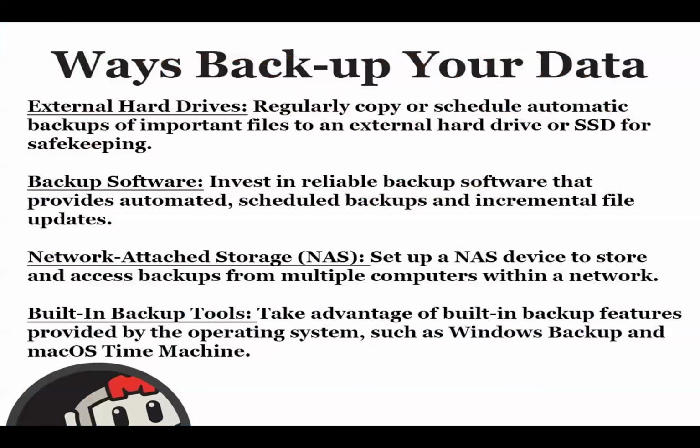Let's see which are the ways to back up your data. External hard drives: regularly copy or schedule automatic backups of important files to an external hard drive or SSD for safekeeping. Backup software: invest in a reliable backup software that provides automated scheduled backups and incremental file updates. Network attached storage: set up a network attached storage device to store and access backups from multiple computers within a network. And built-in backup tools: take advantage of built-in backup features provided by the operating system, such as Windows Backup and Mac OS Time Machine.